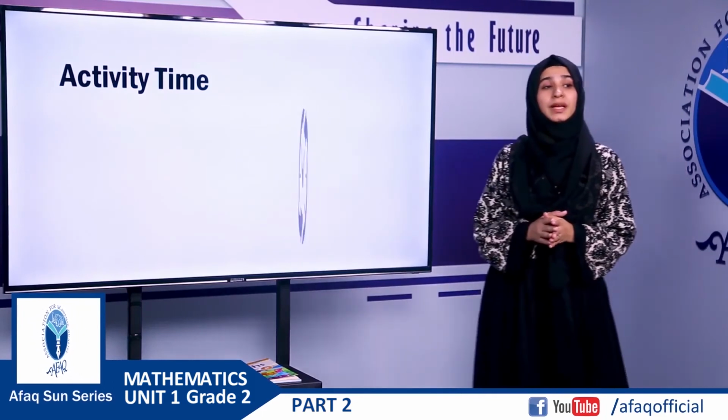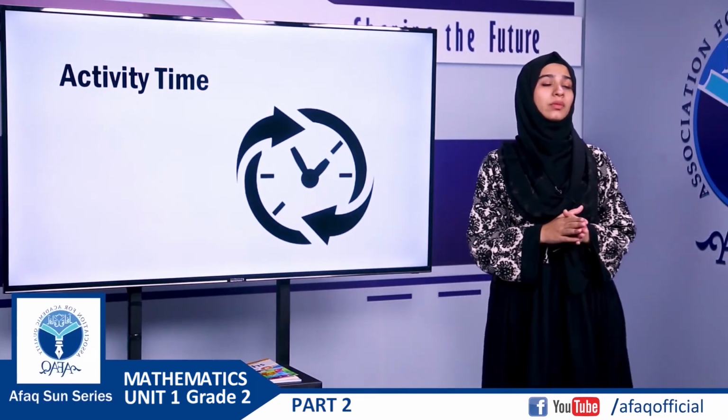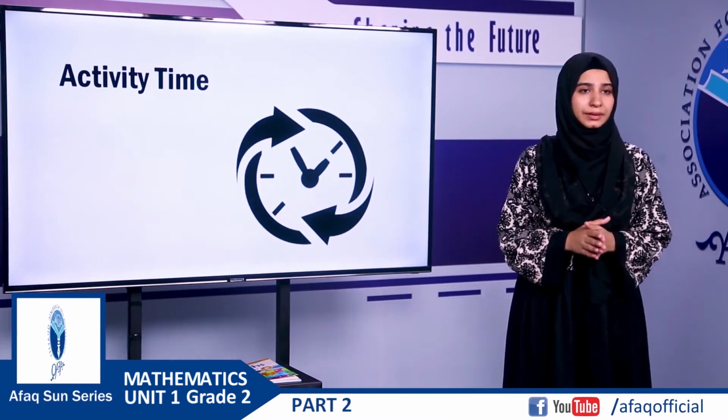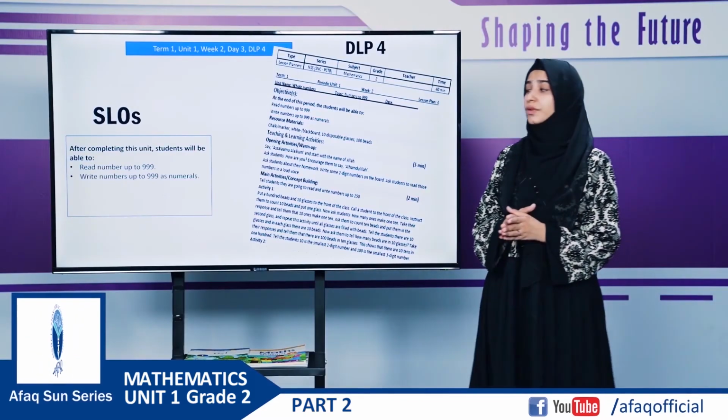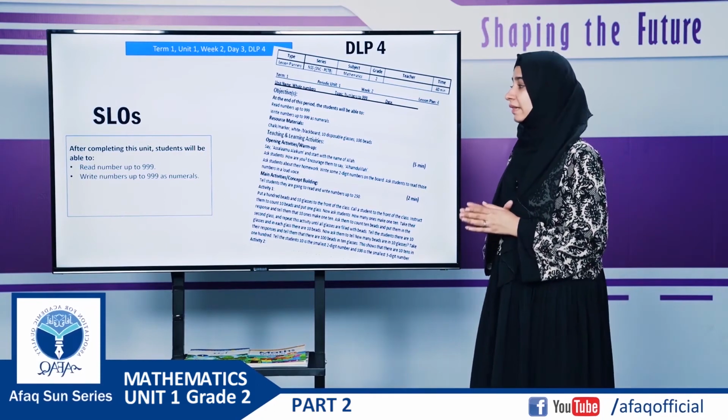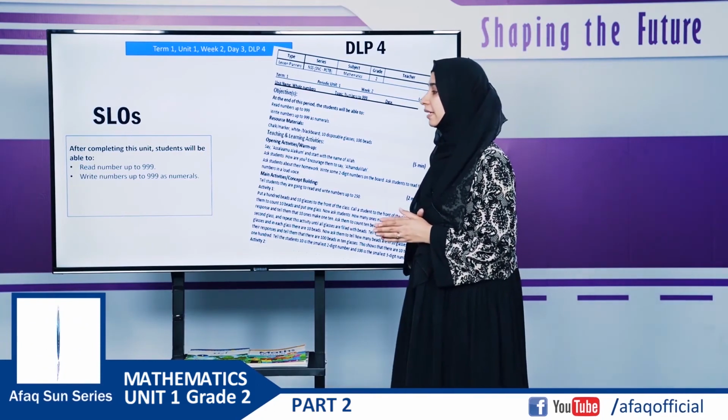So students, I hope that you have written the numbers from number 1 to 100. Now let's move to our next activity. So students, in this lesson, we would be covering only 2 SLOs, and that are about read numbers up to 999.